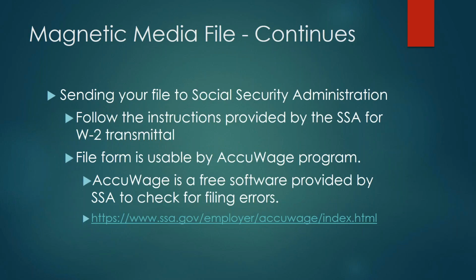Sending your file to the Social Security Administration. You follow the instructions provided by the SSA for your transmittal, and the file is usable by a program called AccuWage. You can upload your file to AccuWage and it will check to see if you have any errors, and there is a link here for you if you need it. You can upload this file to AccuWage as many times as necessary until it comes back with no errors, and then you're good to go.